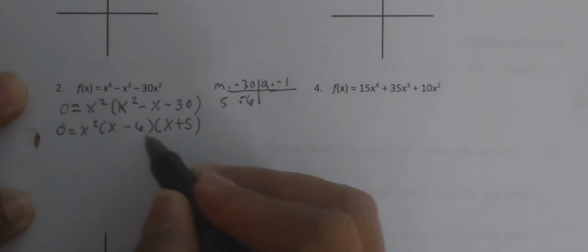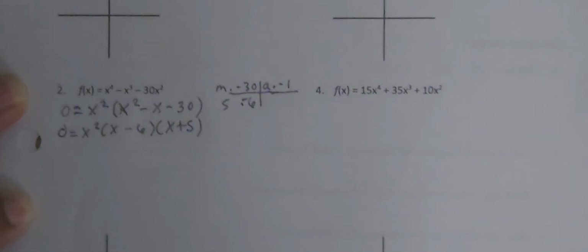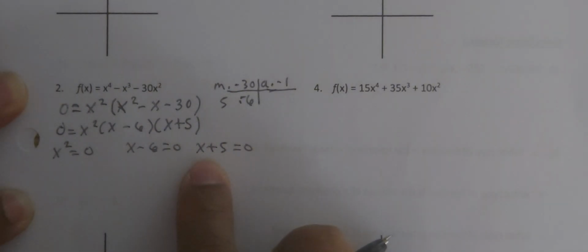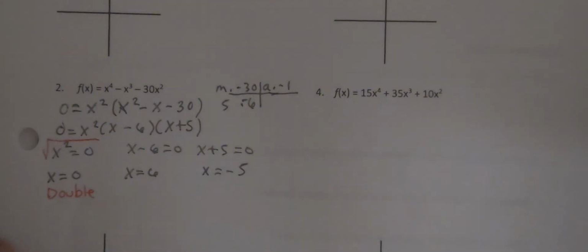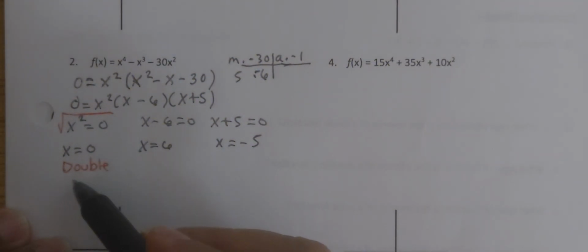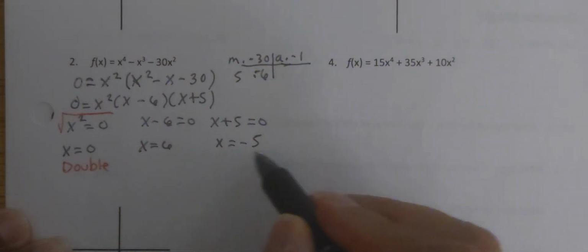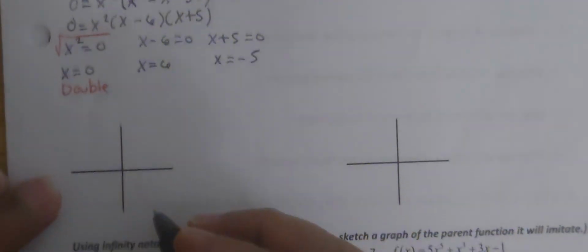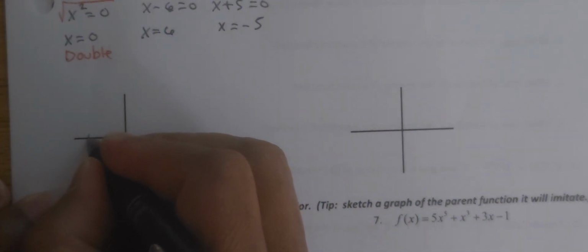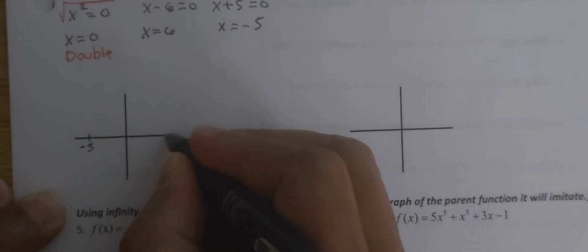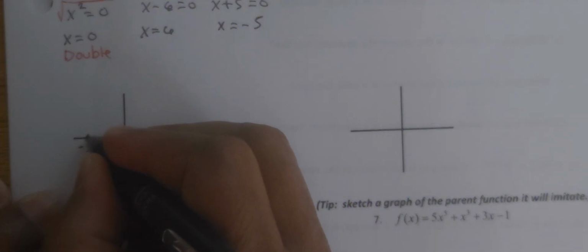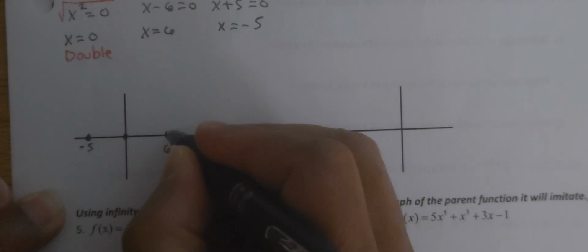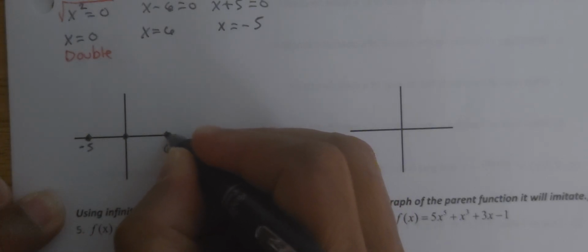Okay, then we set each one of them equal to 0. So then this is what happens, and when we solve, we get the following. So solutions are x equals 0, and it's a double because of the square, and x equals 6, and x equals negative 5. Okay, so then let's say this is negative 5 here, this is positive 6, and this is 0. So we have intersections at negative 5, at 0, and at 6.